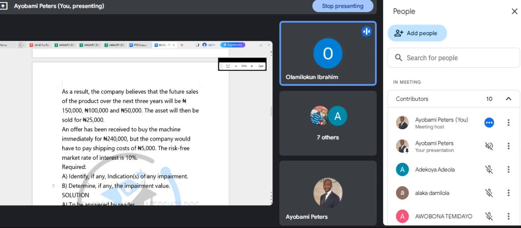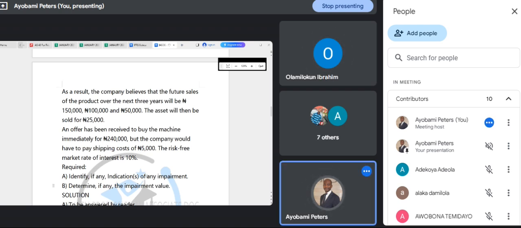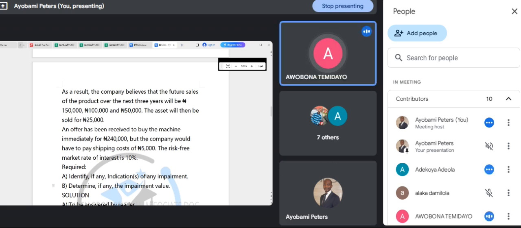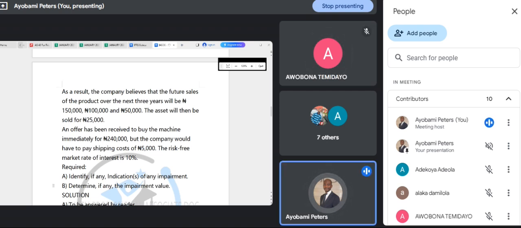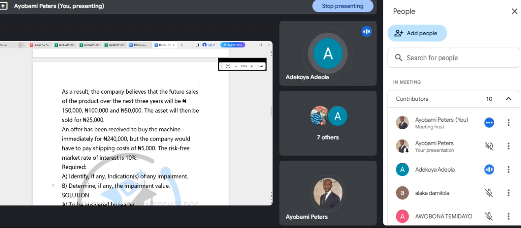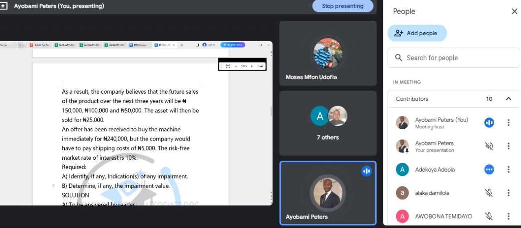Transportation cost. What is that exactly? That cost is cost of sale. 5,000 naira is cost to sale. Thank you. So what is the 240,000? Fair value. Thank you so much. That is the fair value of the asset. Thank you. You both are following me. I like that. Thank you so much.